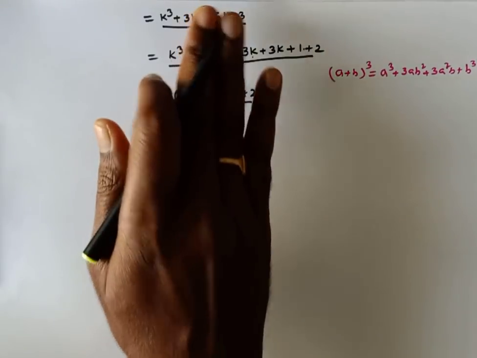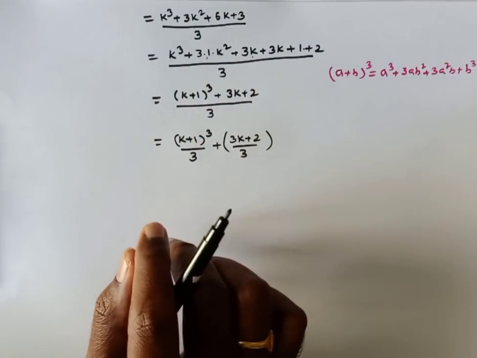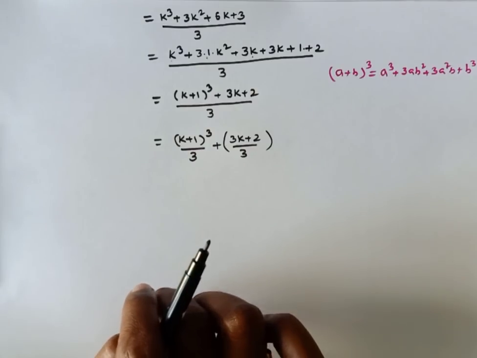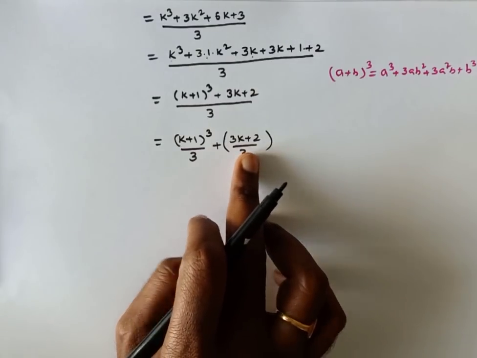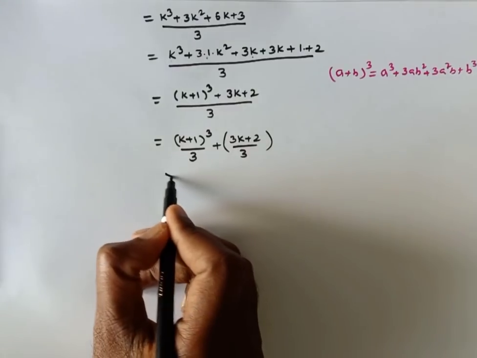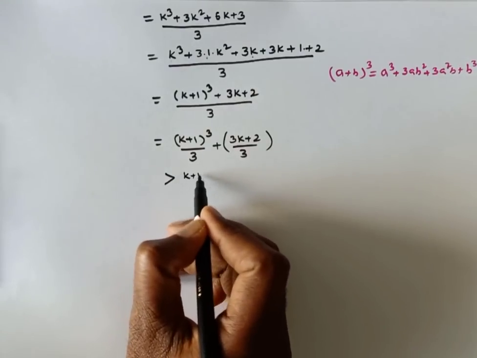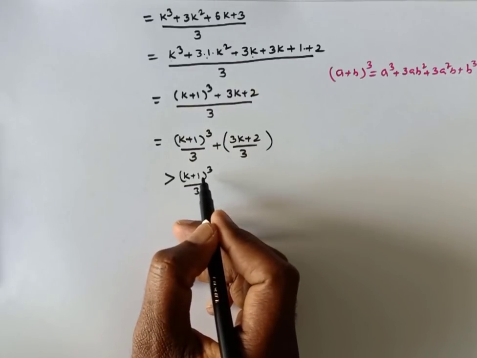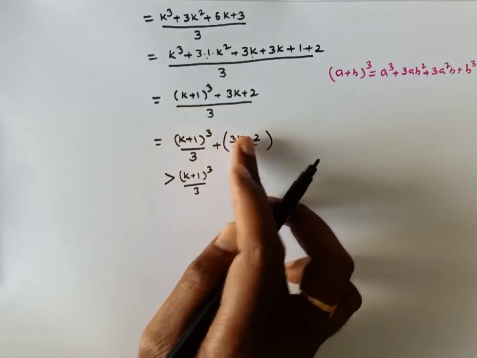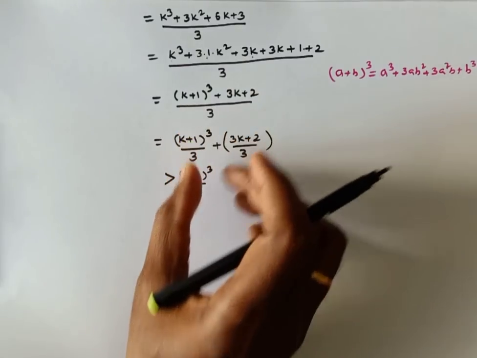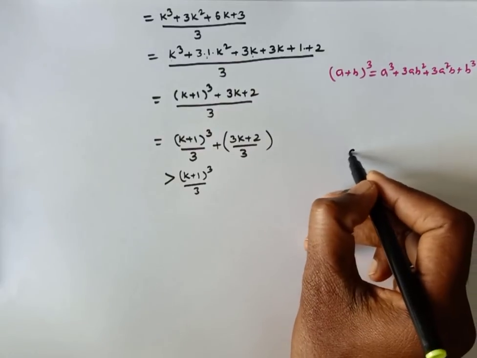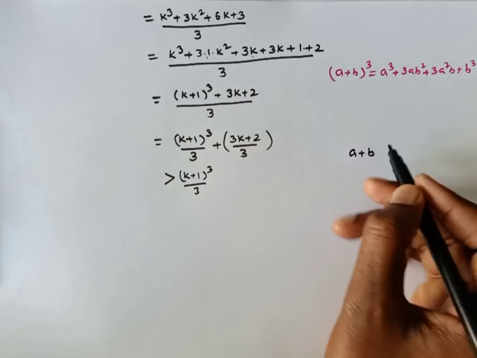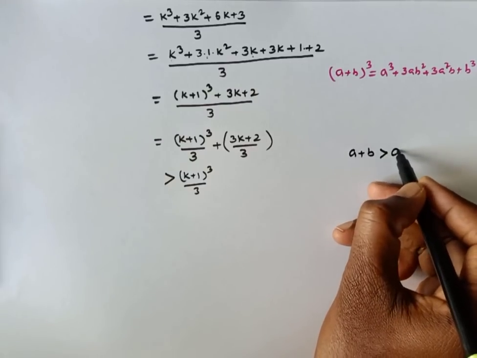What do we have to show? We need to show only the given part, that the sum of k plus 1 terms is greater than k plus 1 whole cube by 3 only. But we got an extra term, which means this entire value is simply greater than k plus 1 whole cube by 3. We need only this part, right? So the sum of two terms is there, so compulsorily this is greater than this. See, for example, if there are two terms a and b which are some positive numbers, then a plus b is compulsorily greater than a, right?